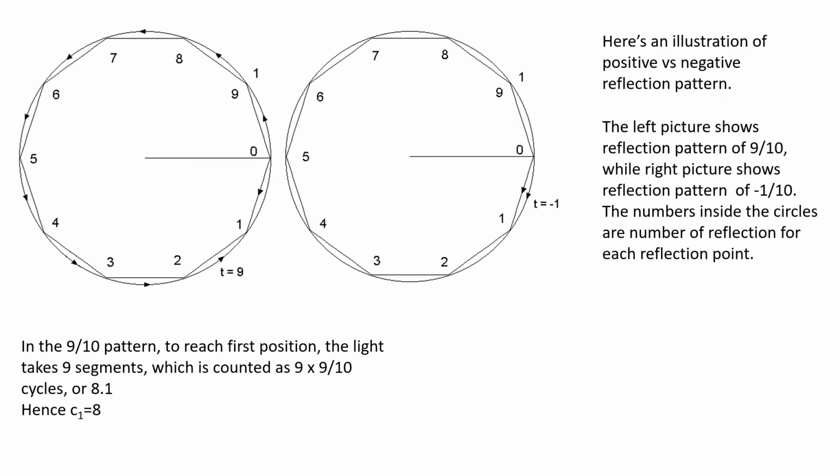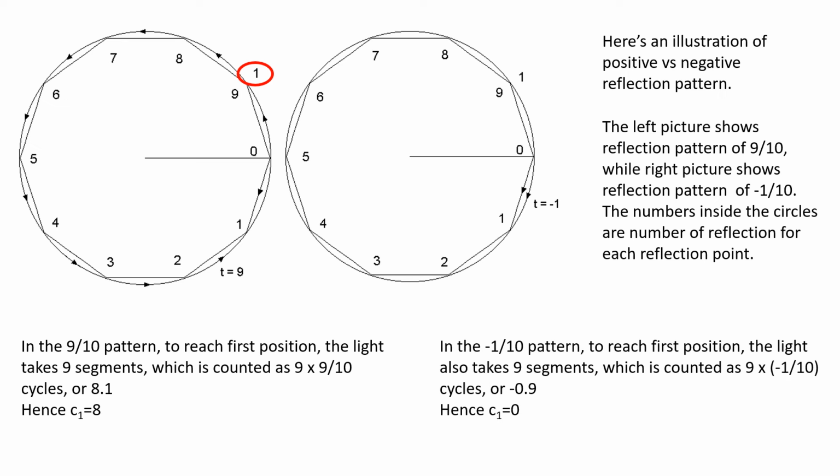In the 9 over 10 pattern, to reach first position, the light takes 9 segments, which is counted as 9 times 9 divided by 10 cycles, or 8.1. Hence C1 equals 8. In the negative 1 over 10 pattern, to reach first position, the light also takes 9 segments, which is counted as 9 times negative 1 divided by 10 cycles, or negative 0.9. Hence C1 equals 0.